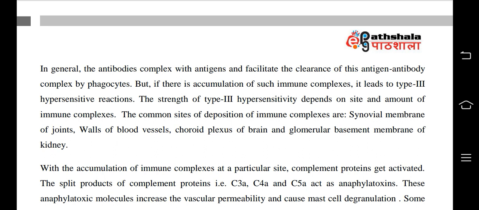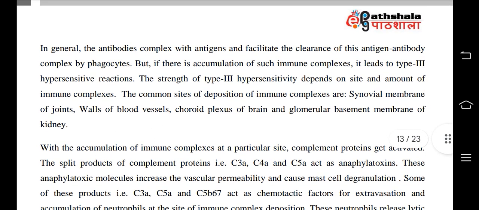The common sites of deposition of immune complexes are the synovial membrane of joints, walls of blood vessels, choroid plexus of brain and glomerular basement membrane of kidney. Once again, synovial membrane of joints, walls of blood vessels, choroid plexus of brain and glomerular basement membrane of kidney.